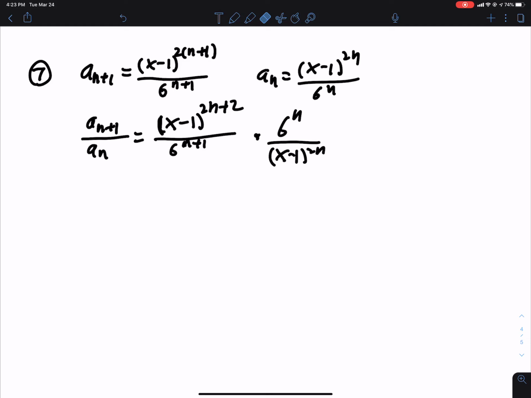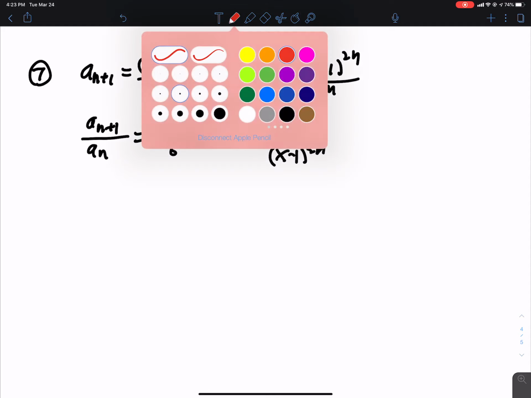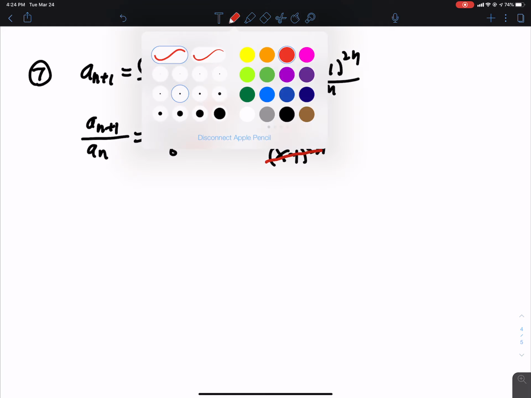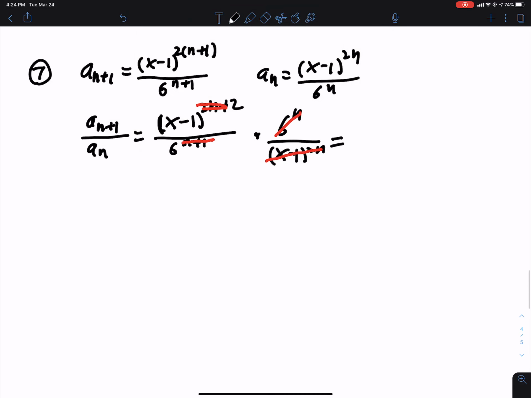So I've already taken the liberty to set up a sub n plus 1 divided by a sub n, and we will do the canceling together. If you look, the x minus 1s, the top has 2 more than the bottom. So when we cancel these out, everything will be canceled except for 2. If you look at the 6 to the n's, the bottom has an extra 6. So we will get something that looks like this.